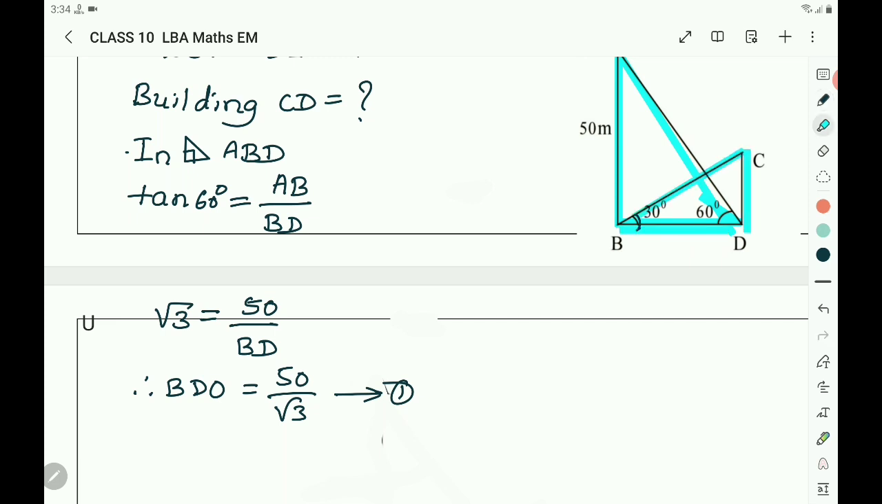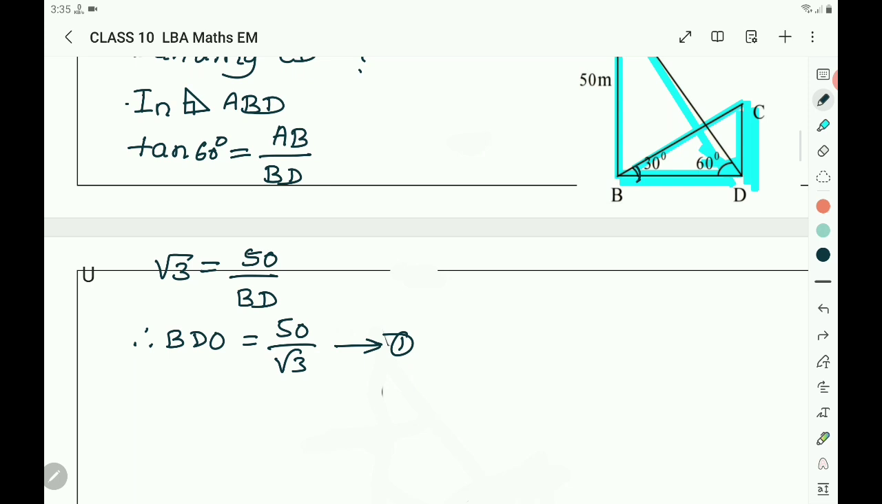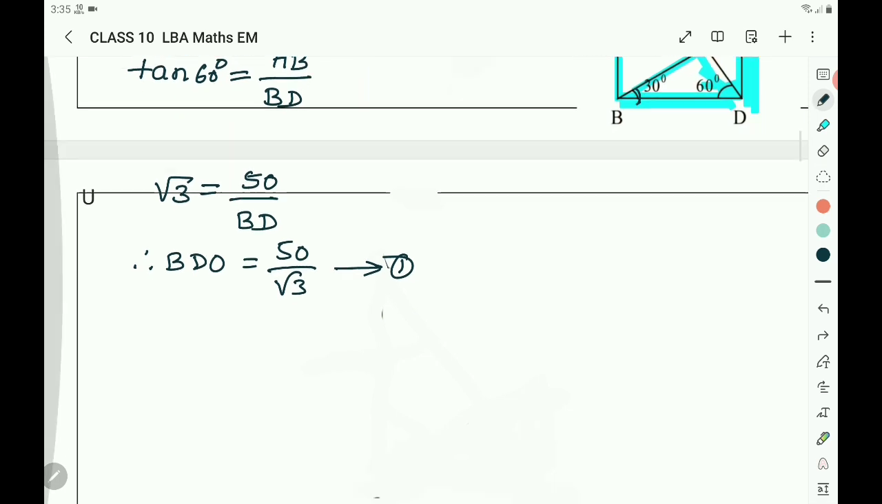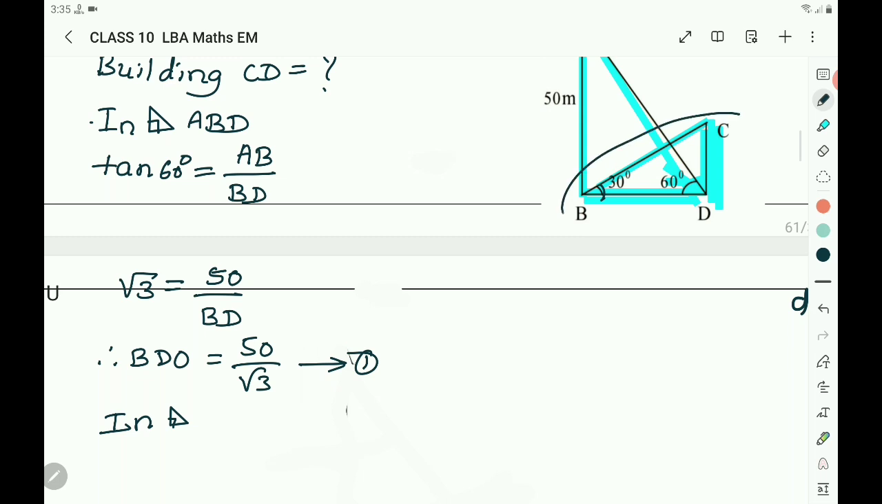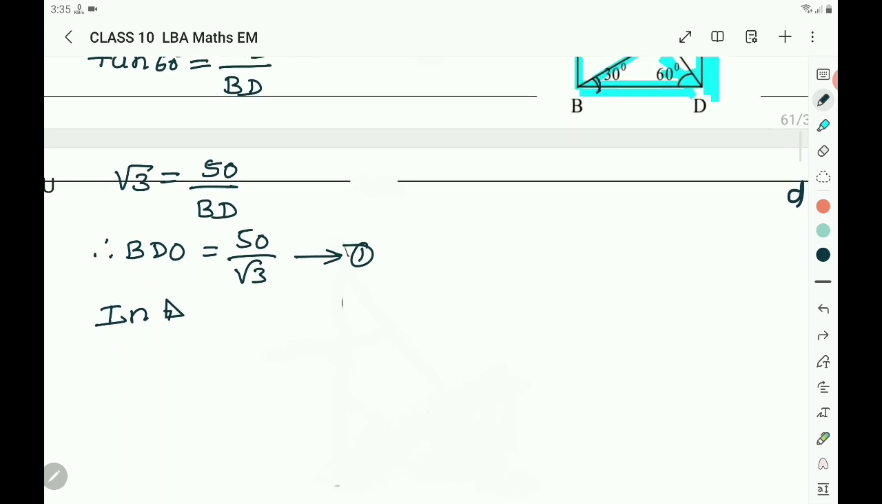CDB. Here CDB is the right angle. Angle of elevation of the top of the building from the foot of the tower is 30 degrees. We have to take this 30 degrees. And for the 30 degrees, CD is the opposite side and BD is the adjacent side. Again we have to use the trigonometric ratio tan theta. Tan 30 degrees equals opposite side CD by adjacent side BD. Then you write in the right angle triangle CDB.